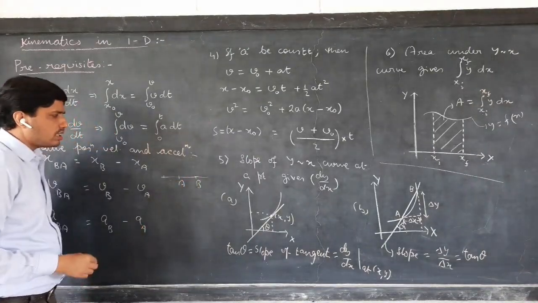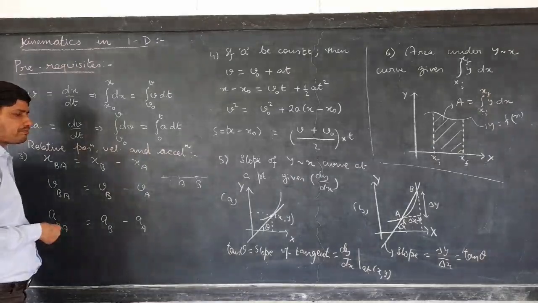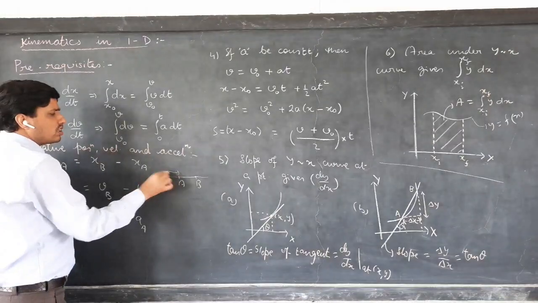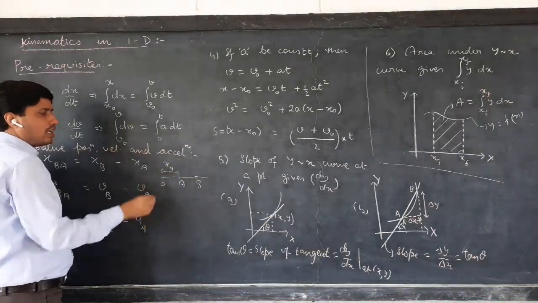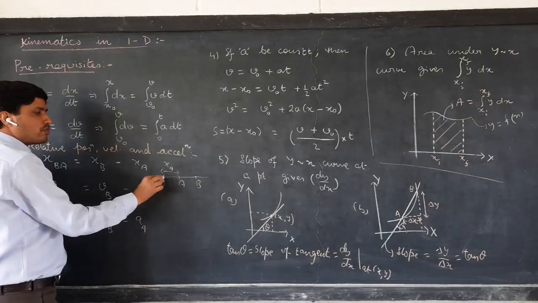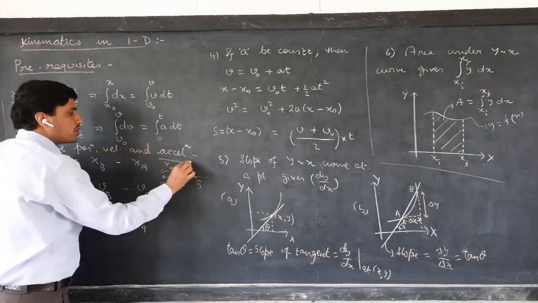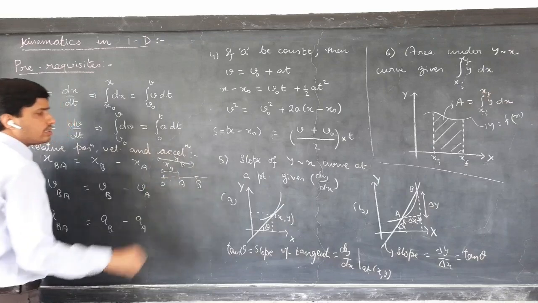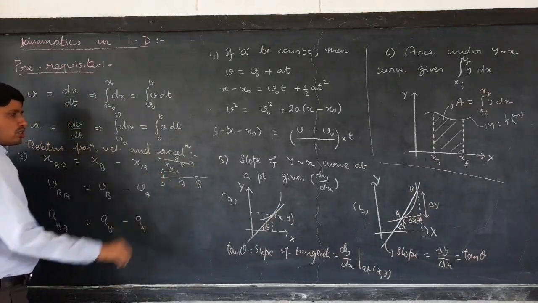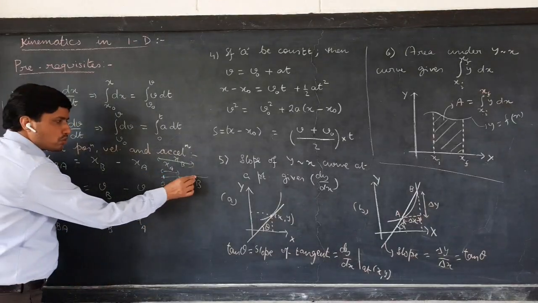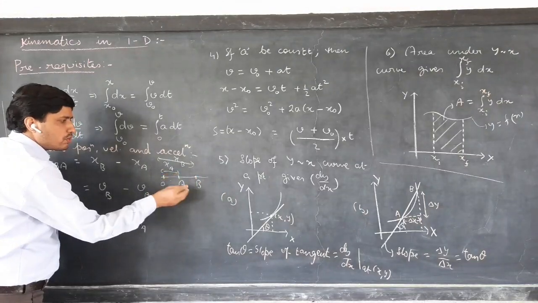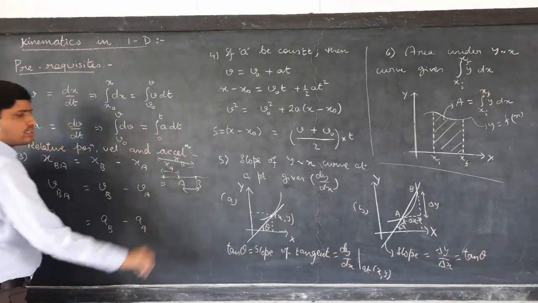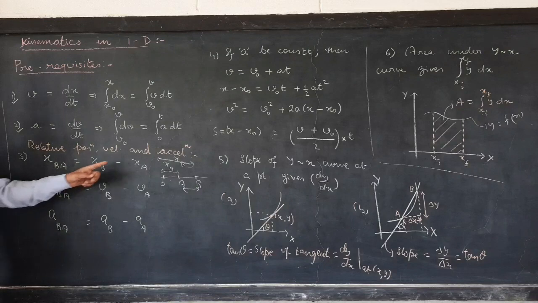Suppose we have two objects A and B. This is some path. This is origin. So this we write as position of A. When I say position of A, it is relative to this origin. Then this is position of B, xb, again relative to origin. But if we wish to know what is position of B relative to A, it is this value, which is nothing but xb minus xa.